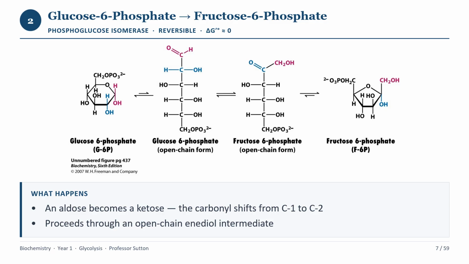What it does chemically, an aldose becomes a ketose. The carbonyl moves from carbon 1 to carbon 2. Glucose and fructose are constitutional isomers. Same molecular formula, different connectivity, and this enzyme performs that interconversion in one step.